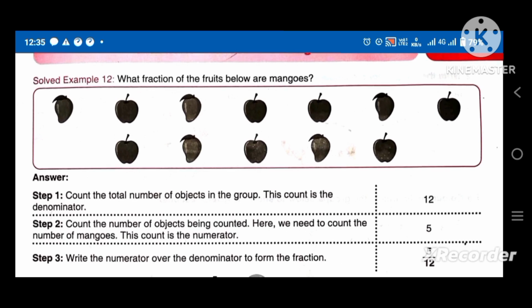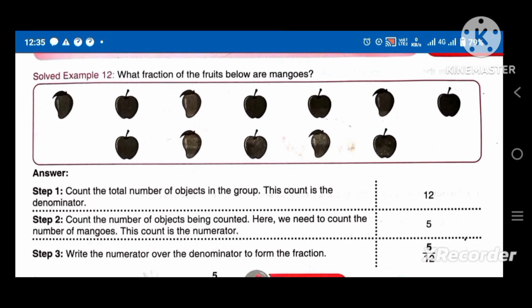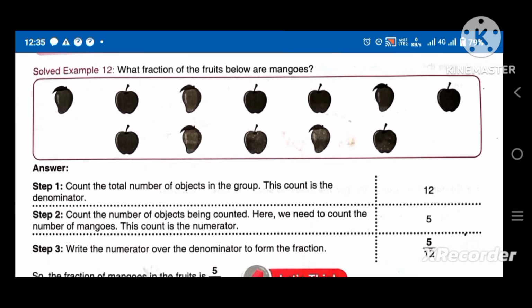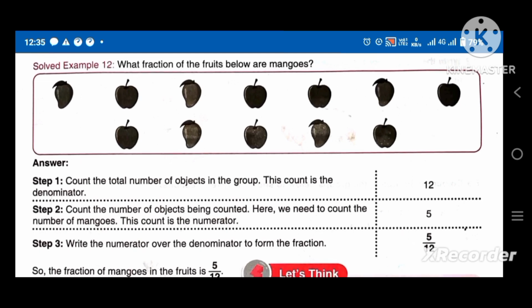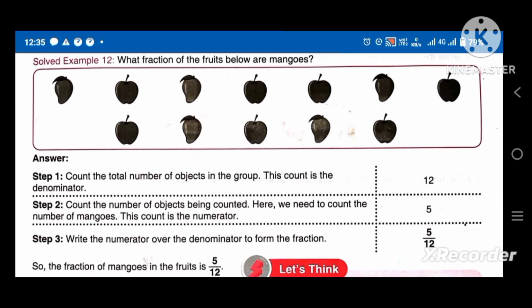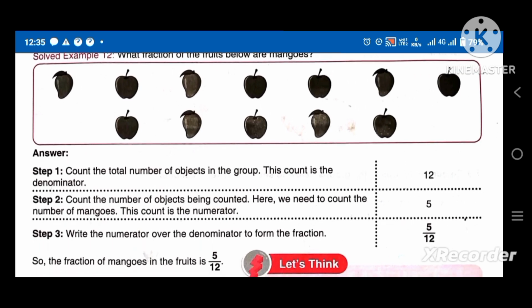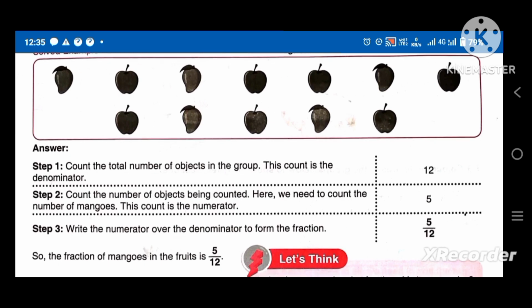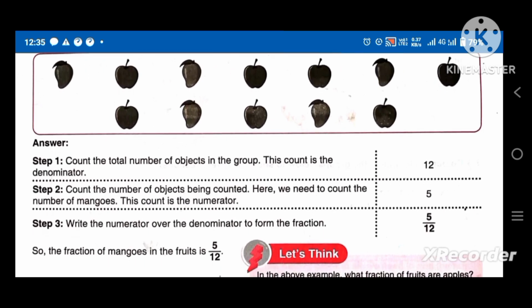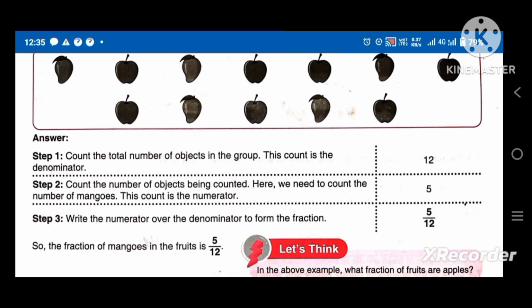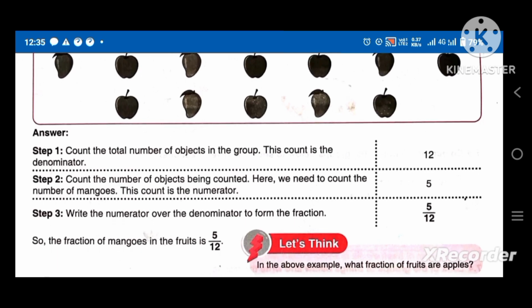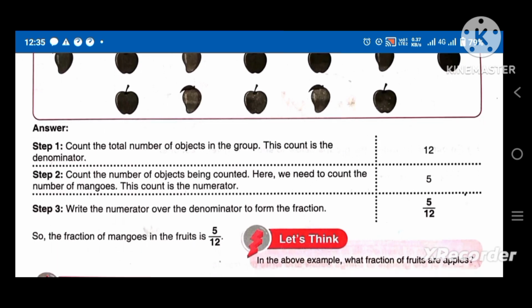Solved example 12. What fraction of the fruits below are mangoes? Answer. Step 1. Count the total number of objects in the group. This count is the denominator, that is 12. 12 fruits are there in total.